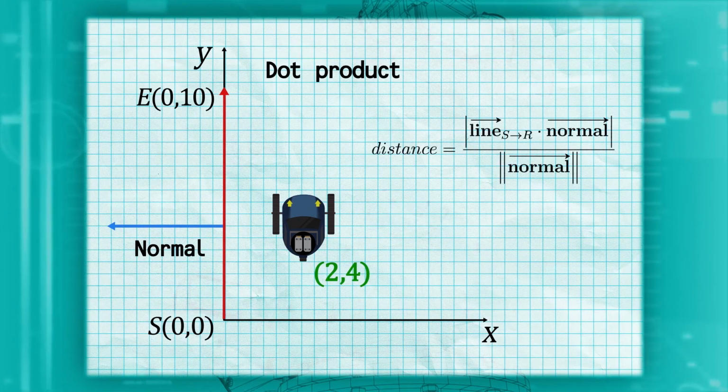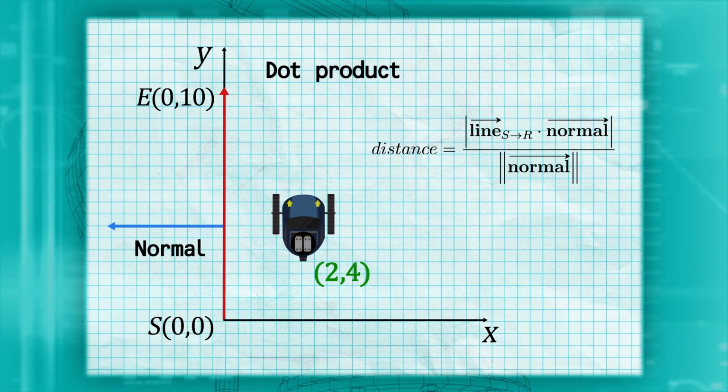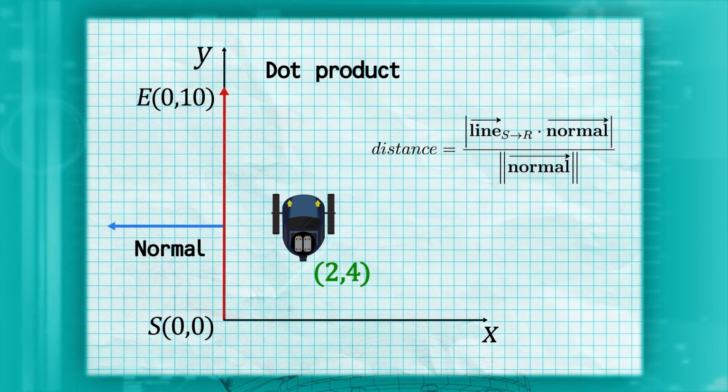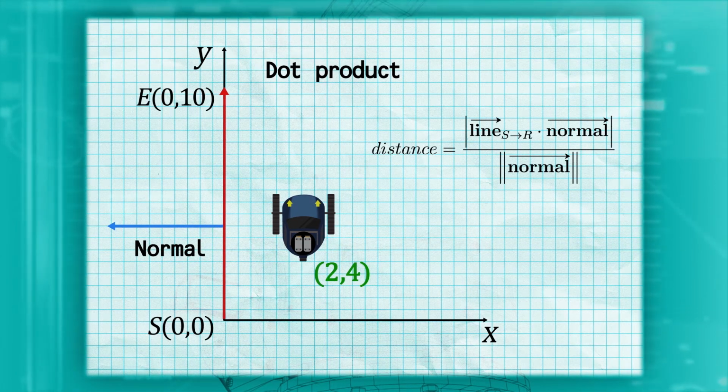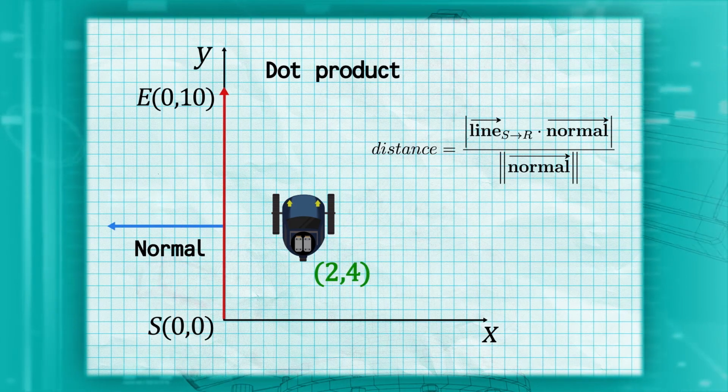The distance is equal to the absolute value of the dot product between the line from the start point to the robot position and the normal to the trajectory, divided by the magnitude of the normal. Let's break this down into smaller parts.